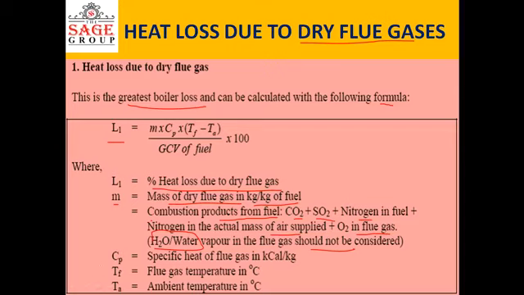Then what is Cp? Cp is the specific heat of flue gas in kilocalorie per kg. Tf is the flue gas temperature and Ta is the atmospheric temperature. So if we know all these terms, then we can calculate the L1 loss, which is the greatest loss for the boiler, and it is the heat loss due to dry flue gas.